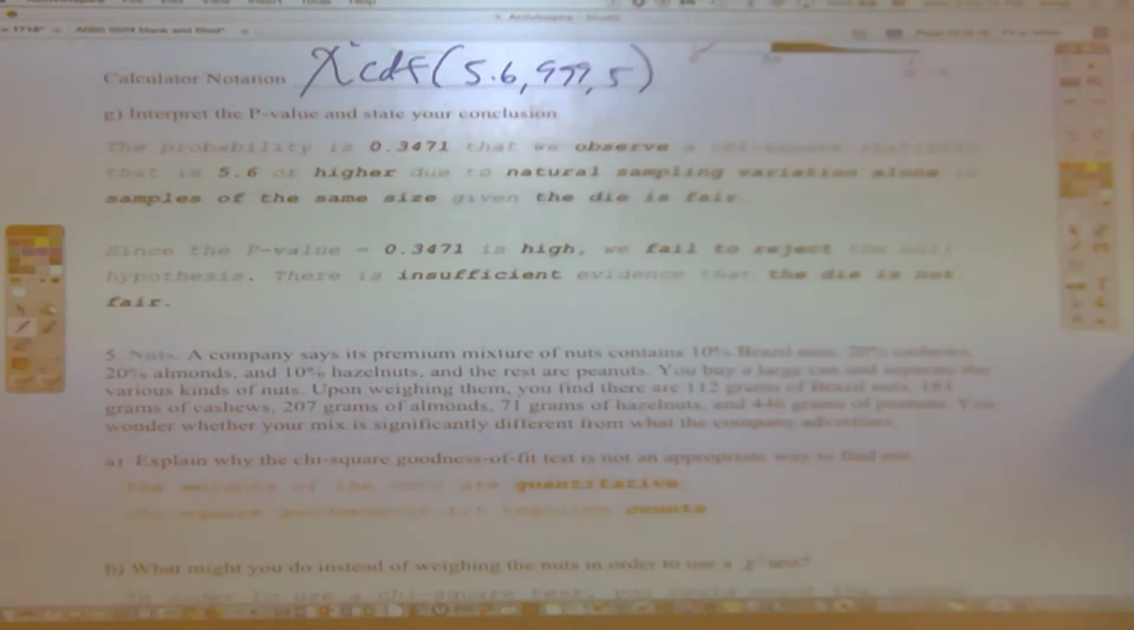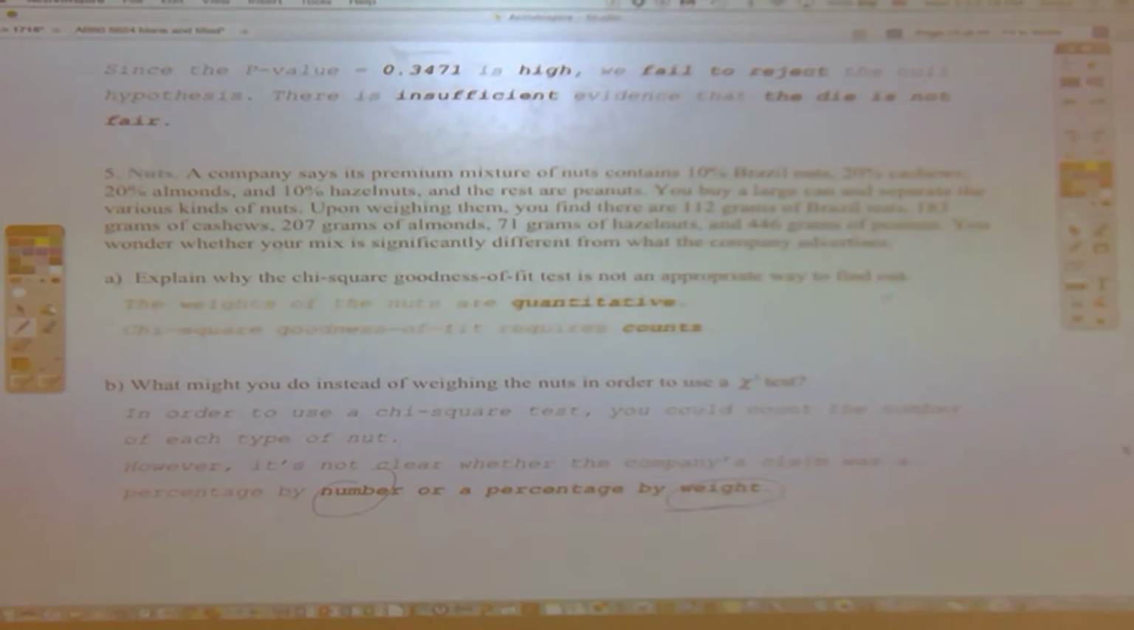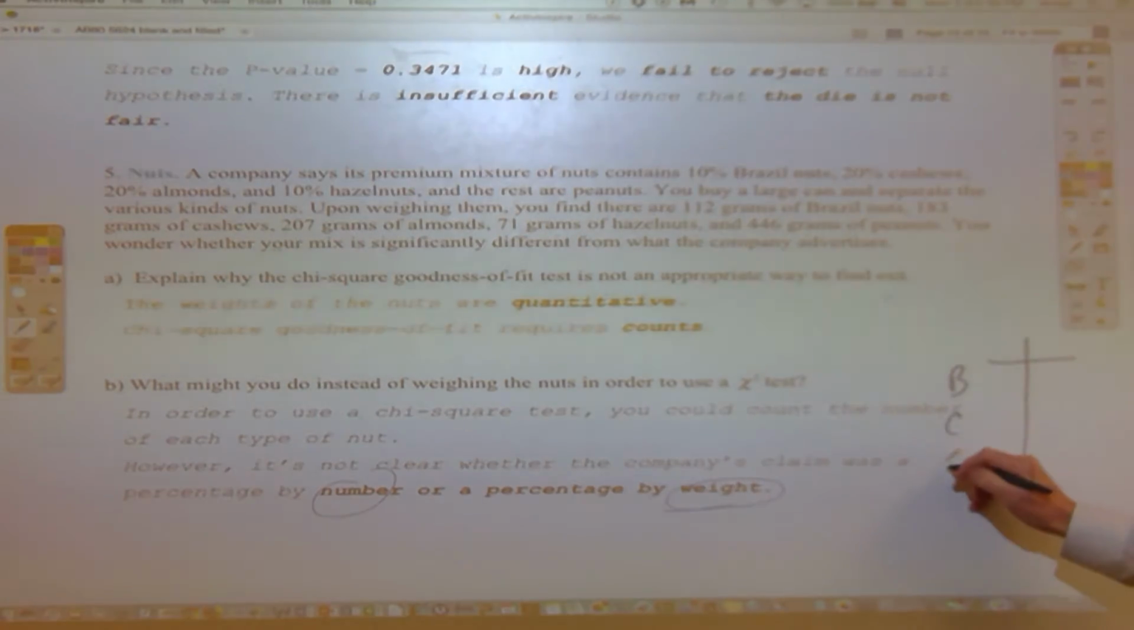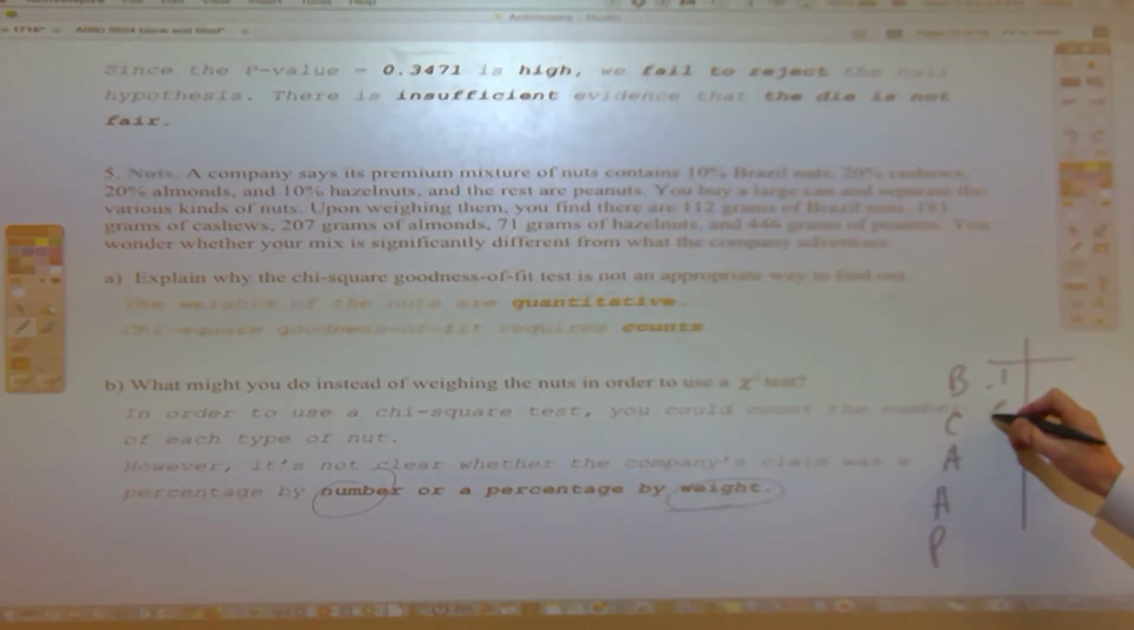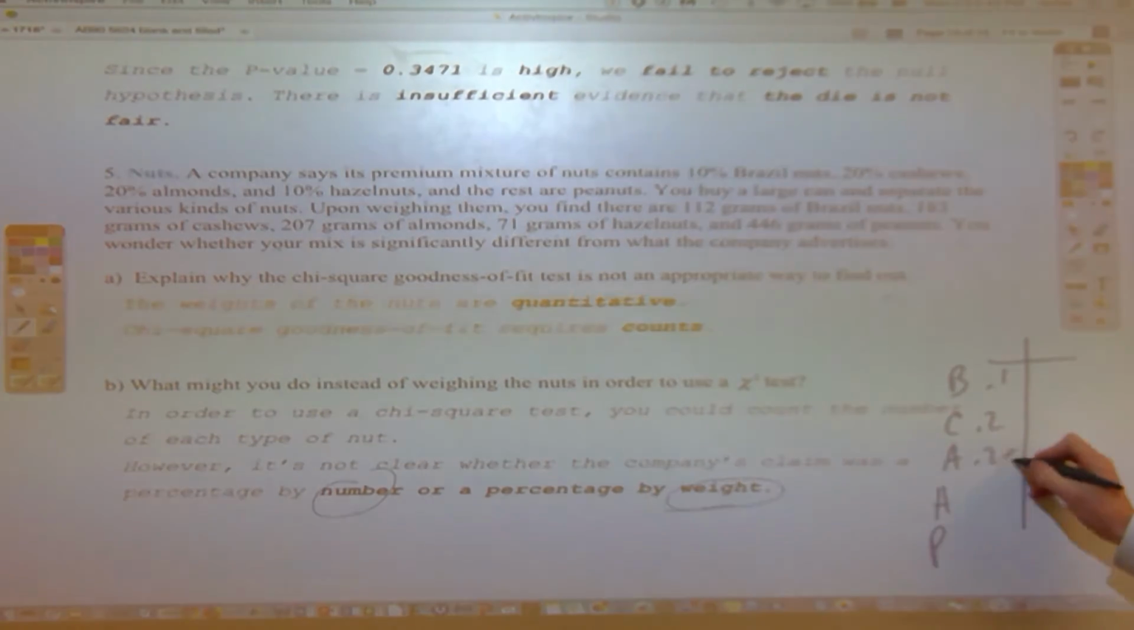Number 5 is nuts. A company says its premium mixture of nuts contains 10% Brazil, 20% cashews. So we're looking at percentages: Brazil, cashews, almonds, hazelnuts, and peanuts. Notice these are not numbers, but percentages. The distribution is 10% Brazil nuts, so 0.1, 0.2 cashews, 0.2 almonds, 0.1 hazelnuts, so that adds up to 20, 40, 60, so it must be 40% peanuts by subtraction.